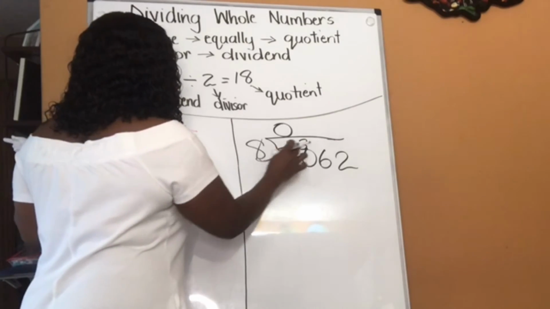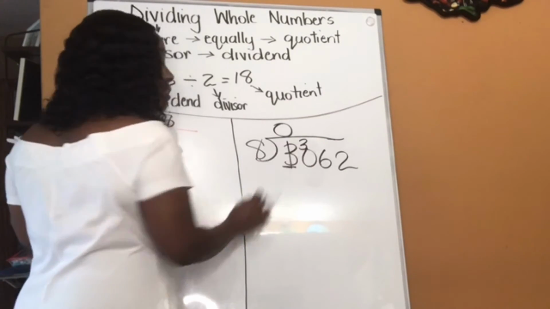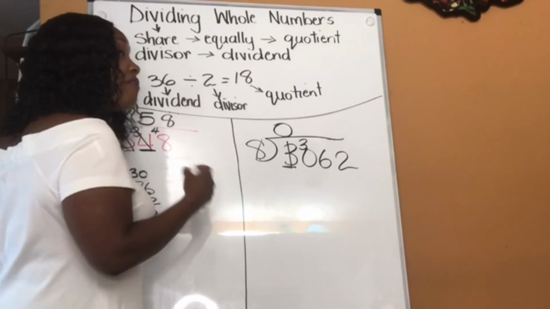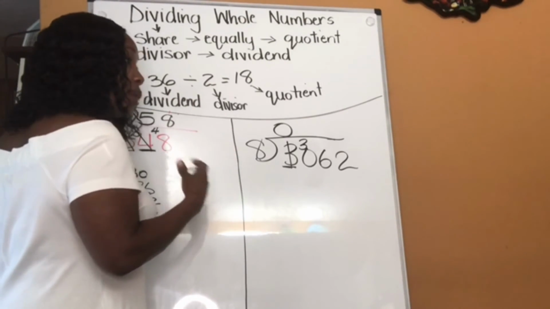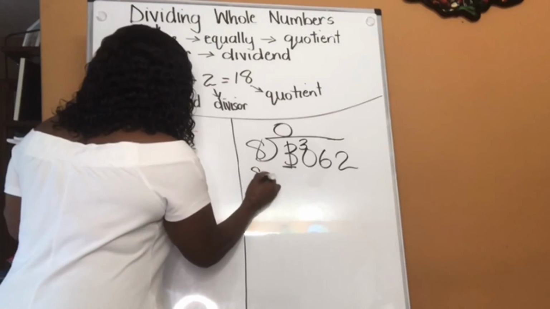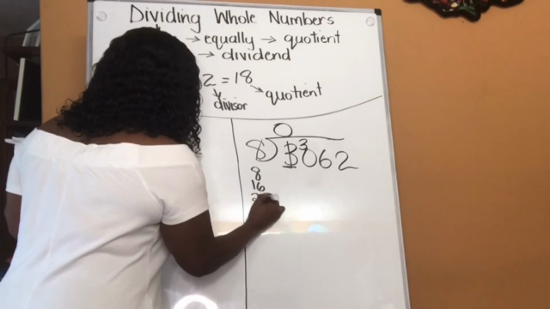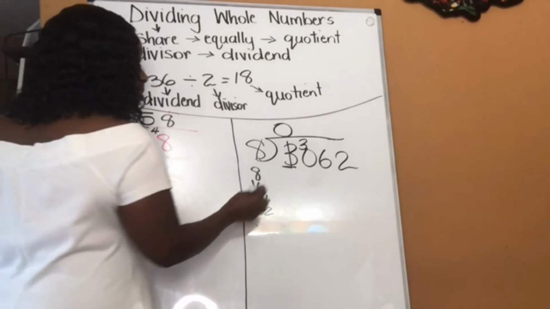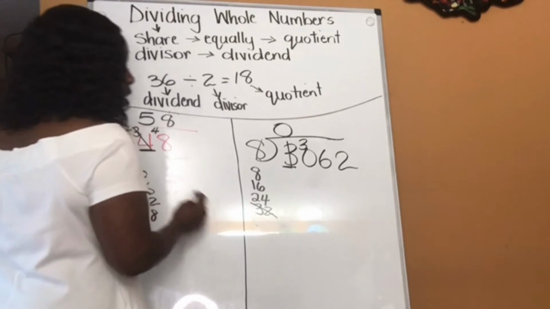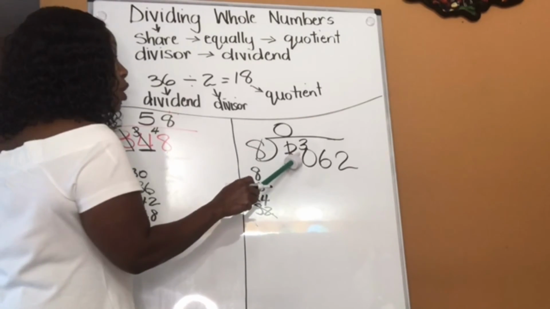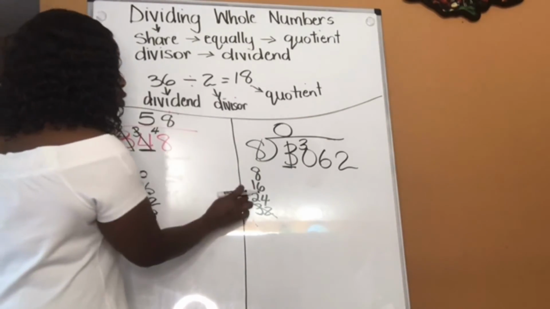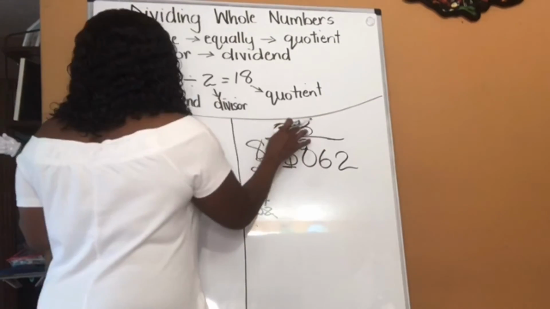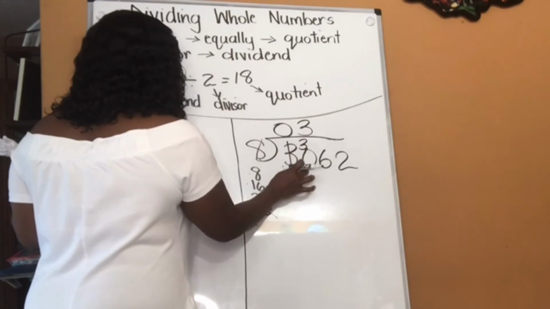How many sets of 8 can I get from 30? I'm going to skip count by 8 until I get to 30, or if I pass 30, then I know I need to stop. So 8, 16, 24, 32. Now when I get to 32, I realize I've gone too far because I am looking for 30. So I have to use 24. 1, 2, 3. So I get 3 sets of 8 out of 30.